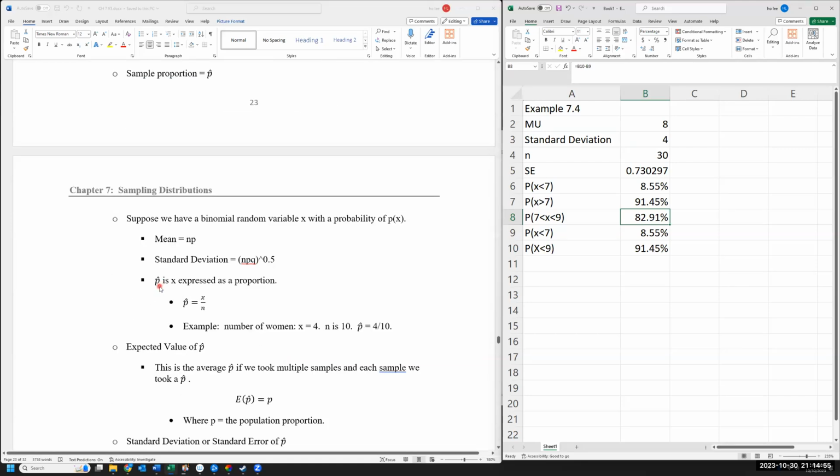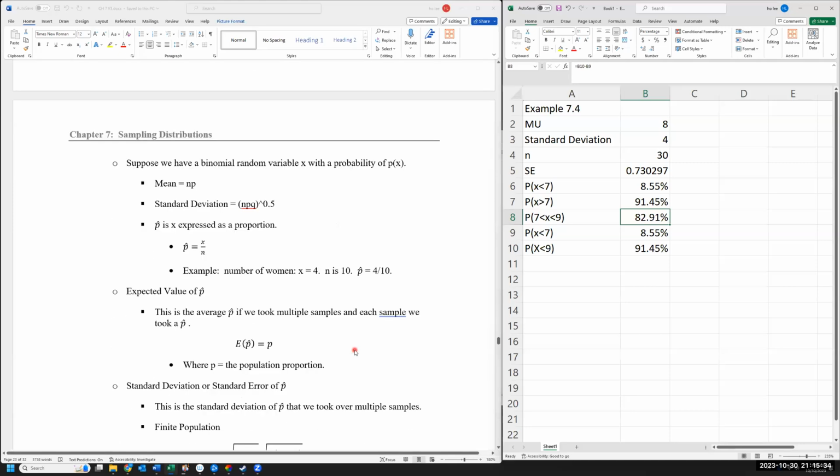So the sample proportion is x expressed as a proportion, which is x divided by n. X is the number in the sample that takes on this specific characteristic that we're looking for, divided by the sample size. So if we collected data on 100 people, 55 are women. The proportion of women is 55 divided by 100. Example, number of women x is equal to 4, n is 10. So the sample proportion is 4 out of 10.